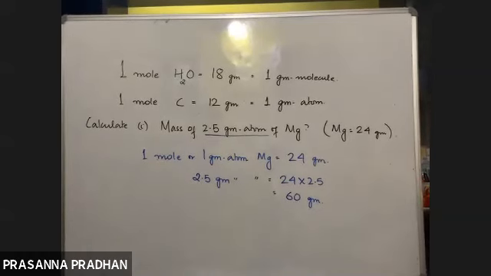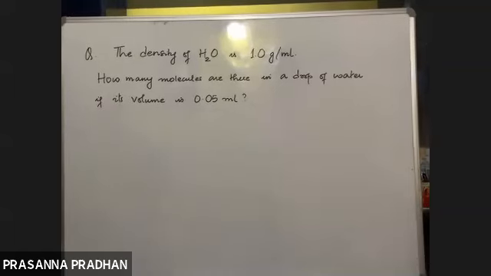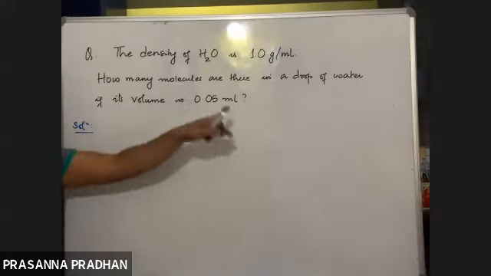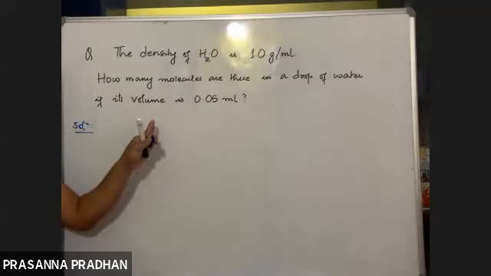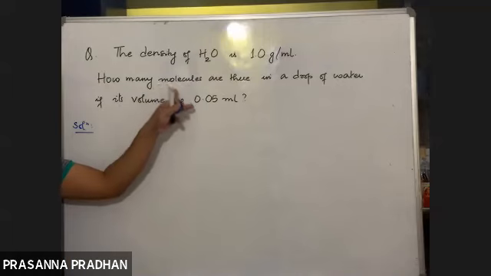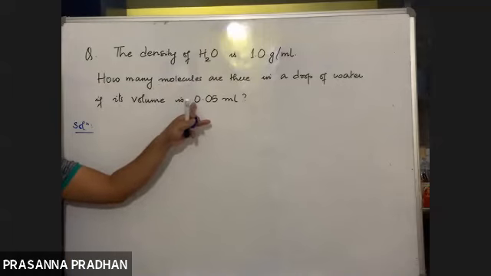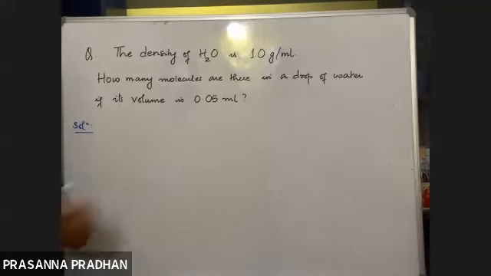So with this particular problem, the density of water is 1 gram per ml. How many molecules are there in a drop of water if its volume is 0.05 ml? So someone please give me a lead out here. How are you going to solve this problem? You are supposed to calculate the number of molecules present in a drop of water, and the volume of that drop of water is 0.05 ml.